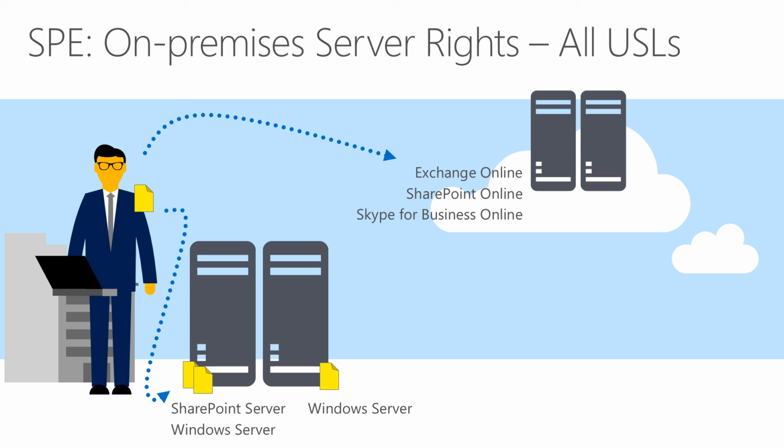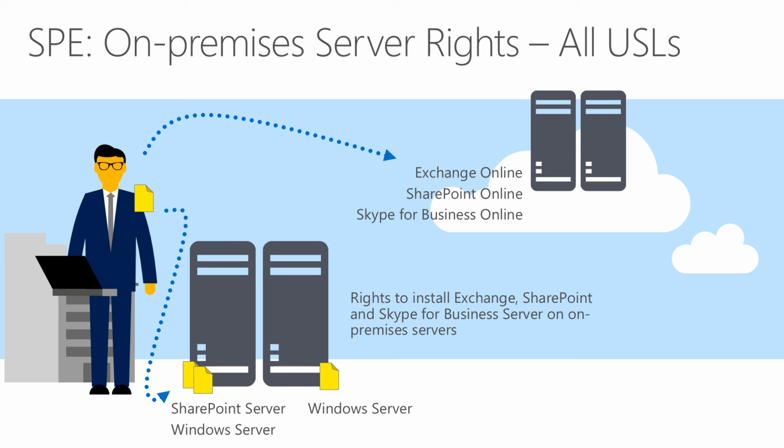Well, there's good news for them. Included in the SPE USL are the rights to install Exchange, SharePoint and Skype for Business Server. Now, they can install the products as often as they like, downgrade to a previous version, and run the software in a physical or virtual infrastructure. There's just one main restriction.